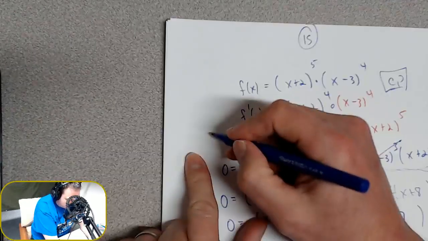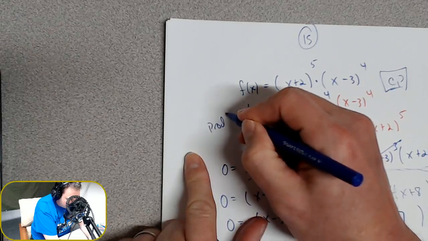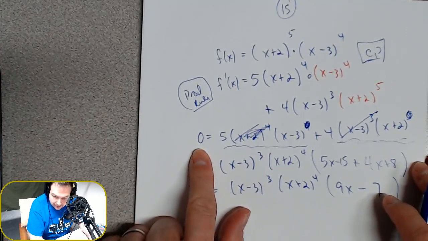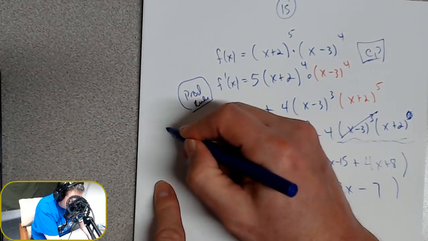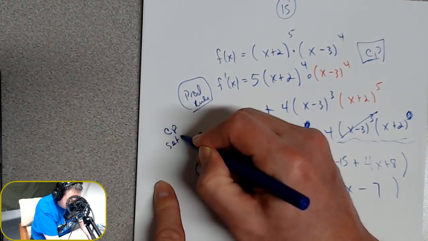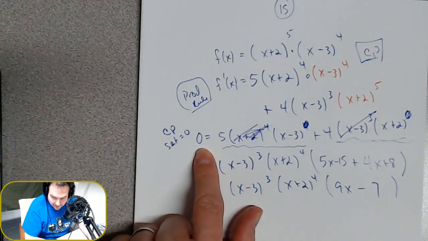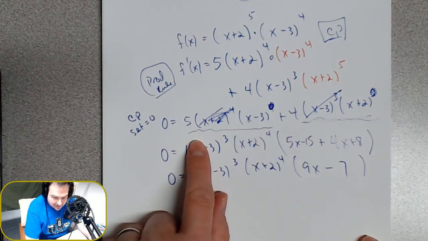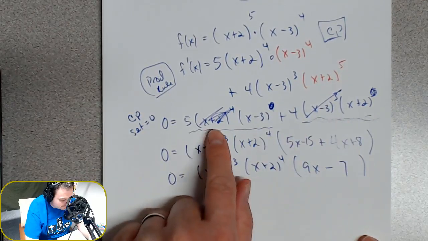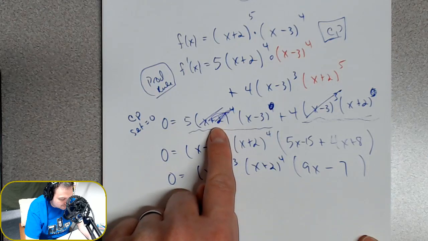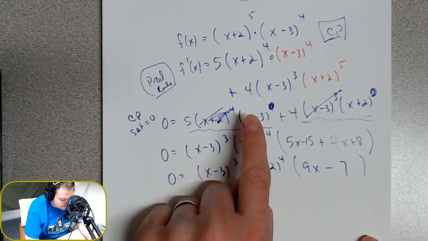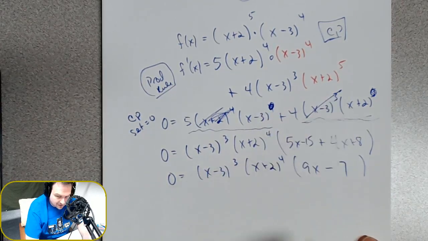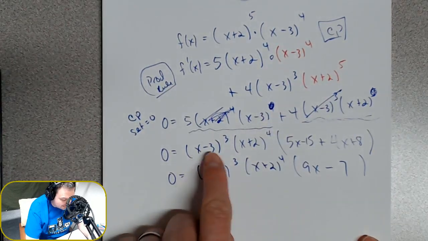This is product rule. Okay, I set it equal to 0 to find critical points. To find critical points, set equal to 0. That's that part. Now here comes the algebra part. I got a greatest common factor, and the greatest common factor is the parentheses. This one has x minus 3 to the fourth, and this one has x minus 3 to the third. So I could take out an x minus 3 to the third.